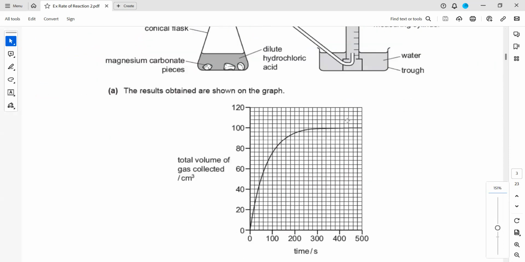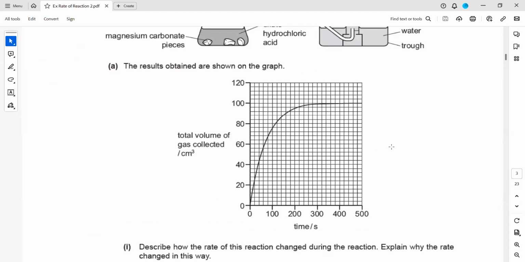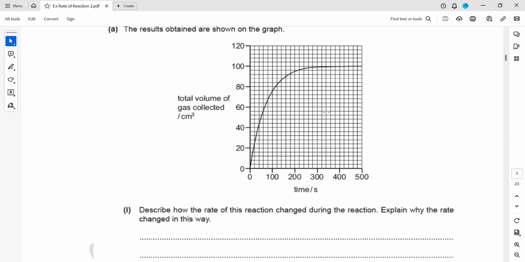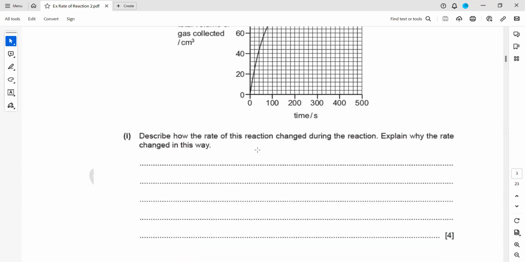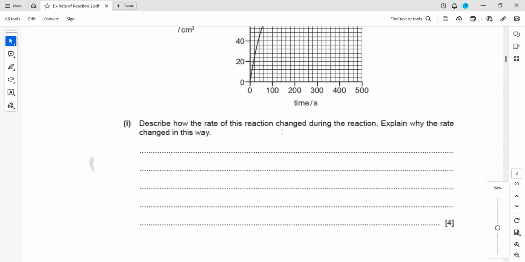The results we obtained are a volume of gas collected. As you can see, we collected gas for a duration of 500 seconds and got a total volume of 100. Describe how the rate of this reaction changes during the reaction and explain why the rate changes in this way. This is a common question and it has a structured answer.